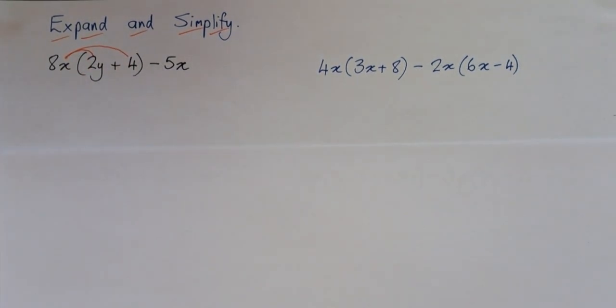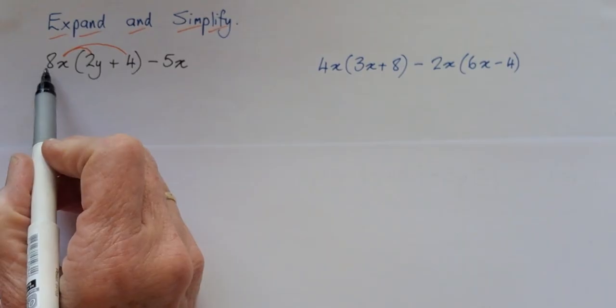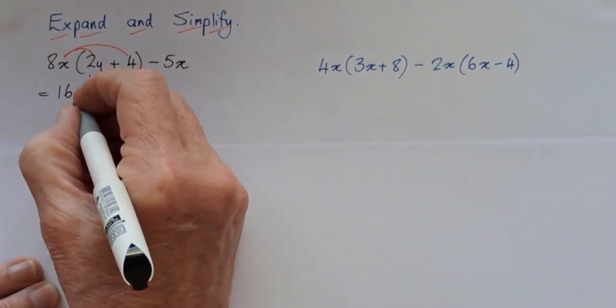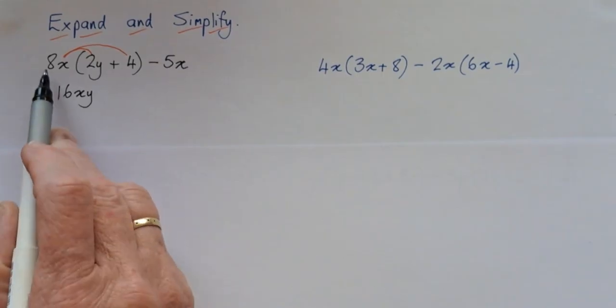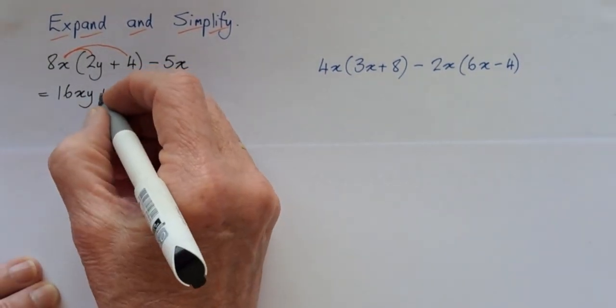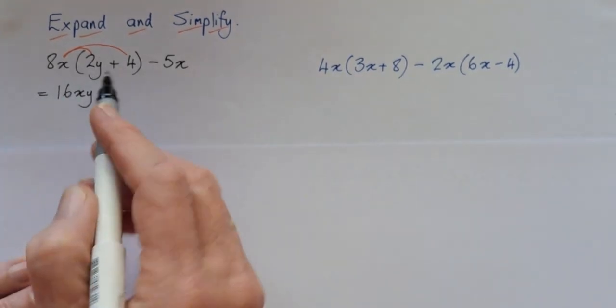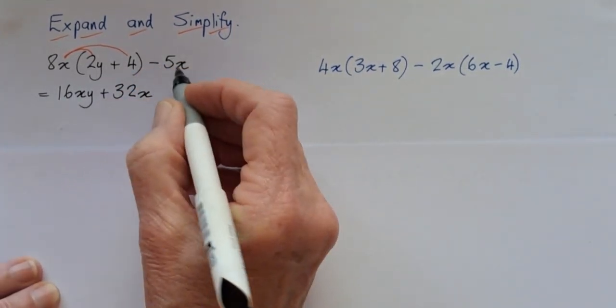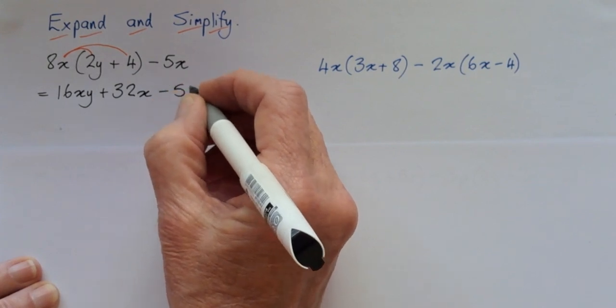This negative 5x isn't being multiplied by anything, so it's going to stay as it is for the moment. So if I take 8x times 2y, I'm going to get 16xy. 8x times 4, and they're both positive, so I know that my answer is going to be positive. So 8x times 4 is 32x, and then I still have that minus 5x.